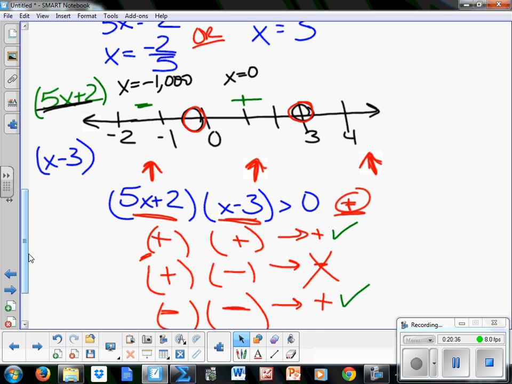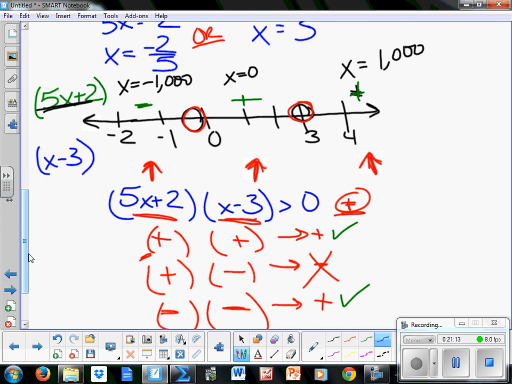Okay? Now, if we look to the right of 3, so something greater than 3, maybe x equals positive 1,000, or a really big positive number, and I multiply that by 5, it's still going to be really, really positive. Add 2, again, it's going to be positive. So all the values greater than 3 are going to give us a value for our factor of 5x plus 2 that is positive.